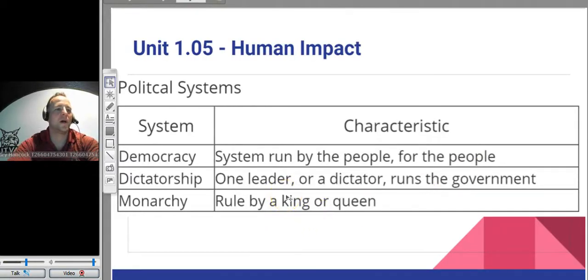Okay, so some other things that impact the Earth is, one, our political systems. We have political systems that we set up. We have, as you see here, democracy, dictatorship, or monarchy. Can you put in the chat box real quick, what is the United States out of those 3? Is it a democracy, dictatorship, or monarchy?